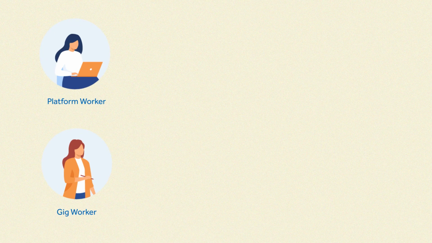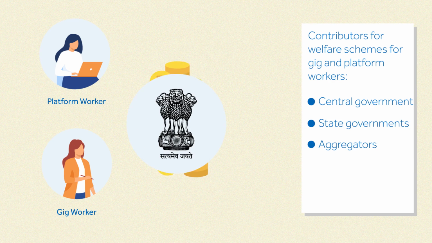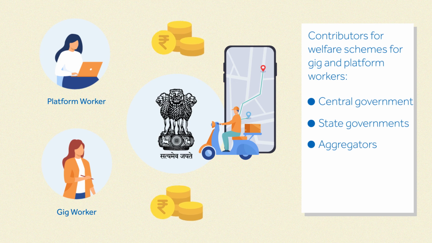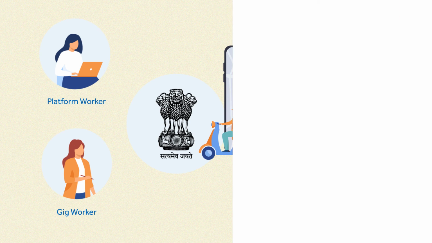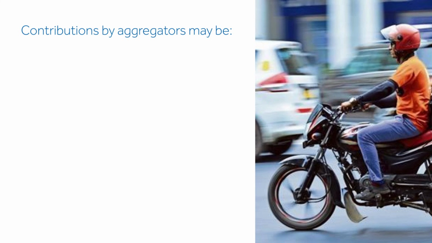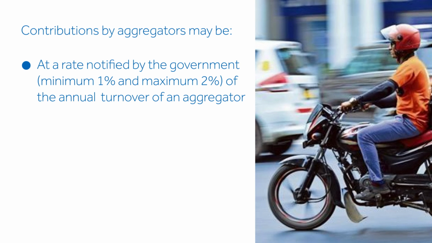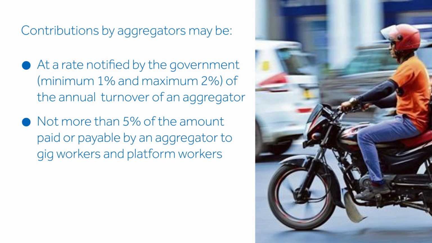Under the code, the central government will also set up a social security fund to provide welfare to unorganized gig and platform workers. The schemes for platform and gig workers specifically will be funded through contributions of the central and state governments as well as aggregators such as ride sharing services and food and grocery delivery services. Any contribution from such an aggregator may be at a rate notified by the government falling between 1 to 2% of the annual turnover, but not more than 5% of the amount paid or payable by an aggregator to gig workers and platform workers.